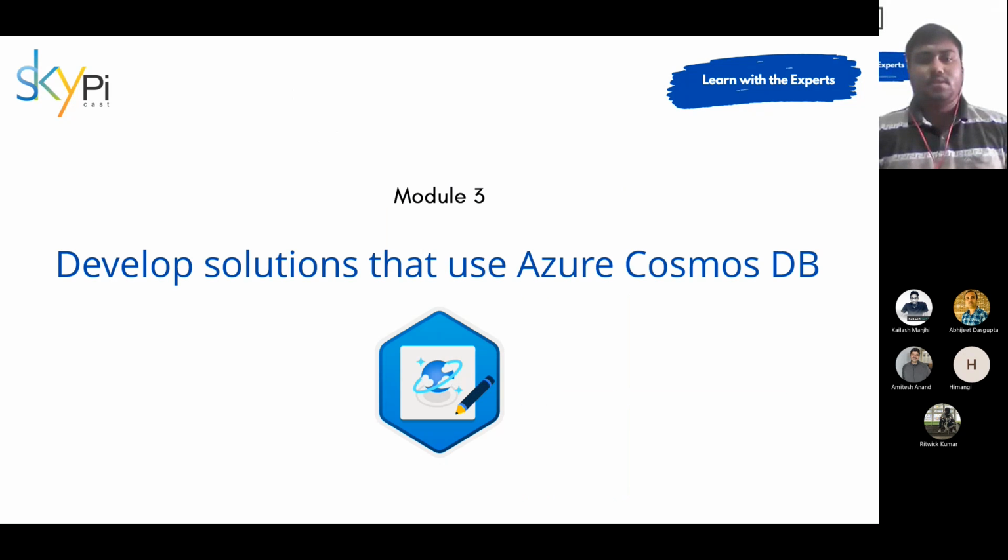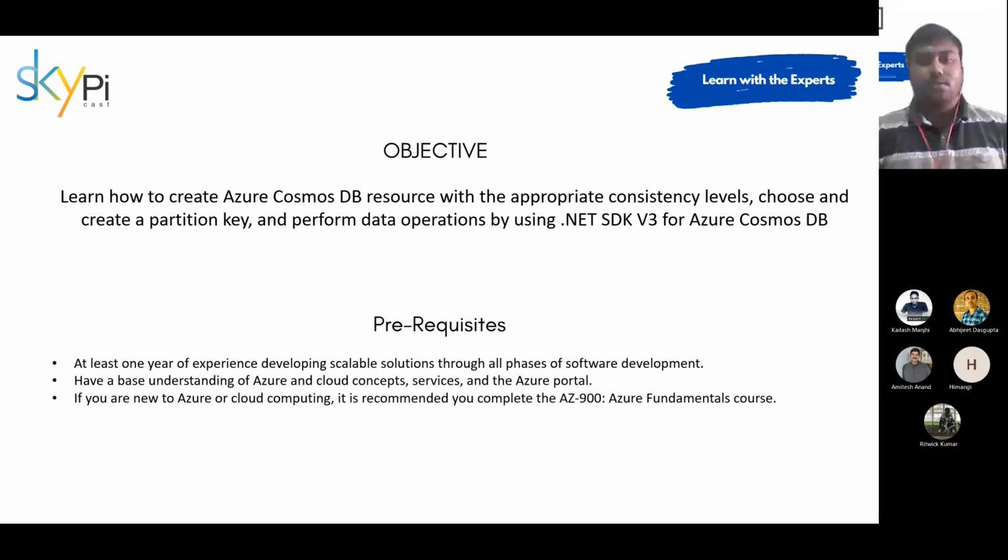Starting on developing solutions, what is Azure Cosmos DB? Azure Cosmos DB is a database which earlier was called DocumentDB, and it was revamped to Cosmos DB. It is a planet scale NoSQL database. So it is a service provided by Microsoft.